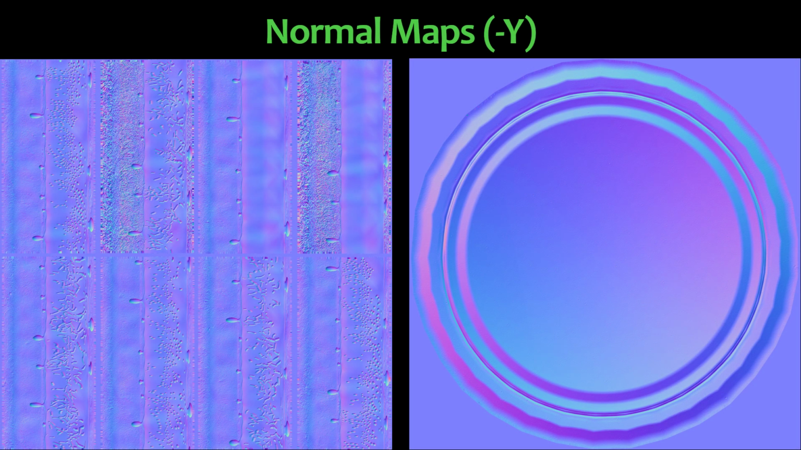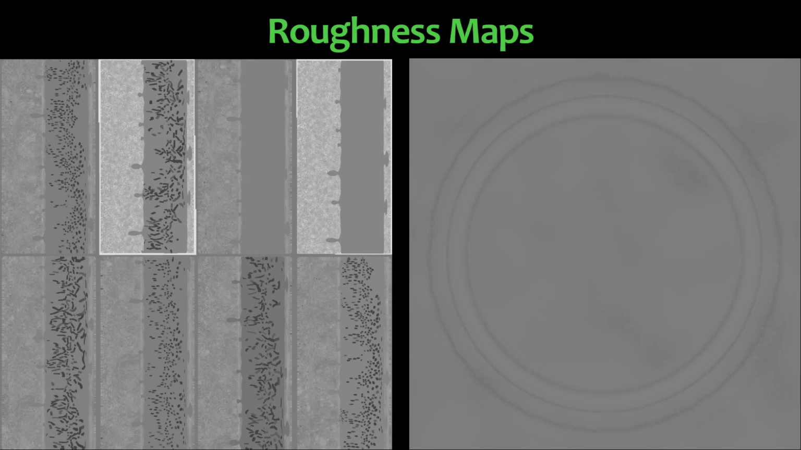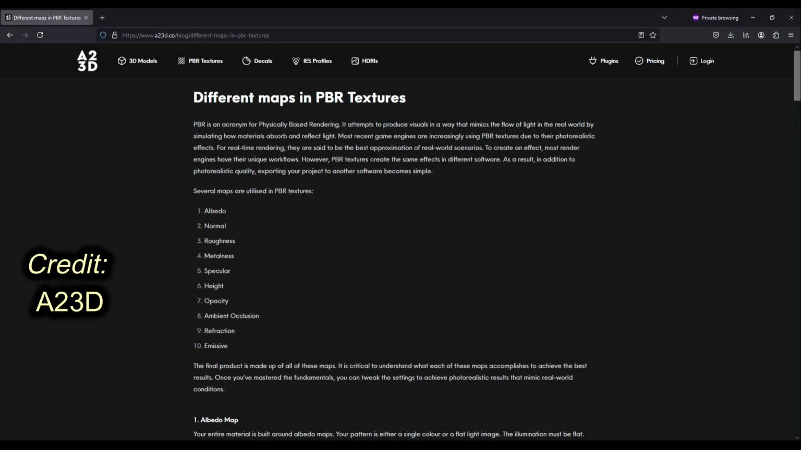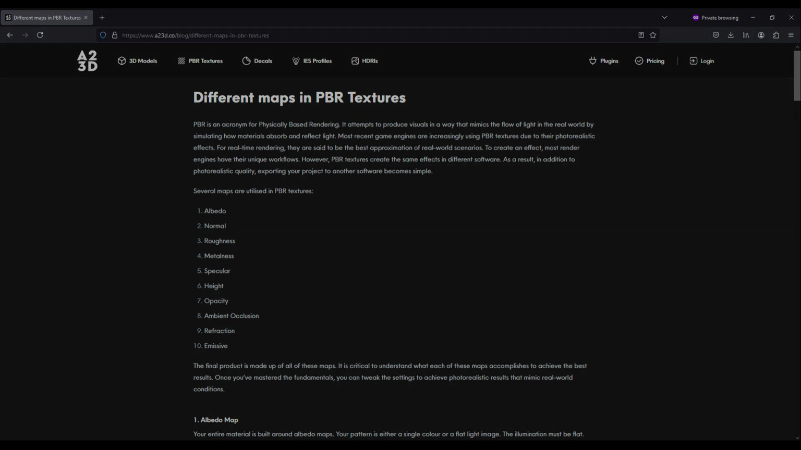Normal is the purplish-colored map that adds the appearance of depth or grain. Roughness is a grayscale image that controls the smoothness/glossiness, where white is rough and dull, and black is smooth and glossy. You can read more about this and other maps in this article, which is linked in the description.